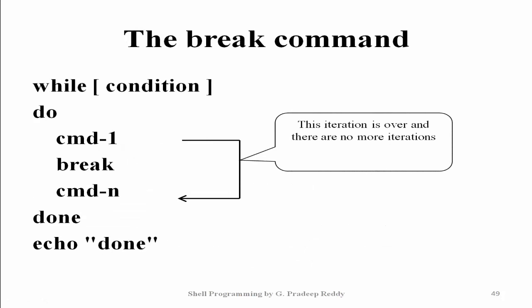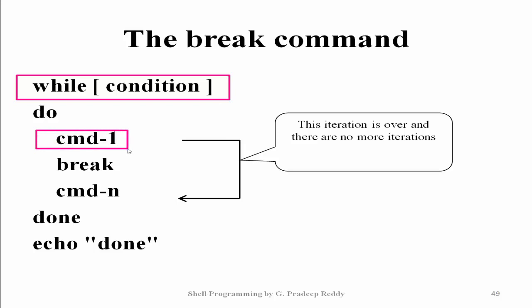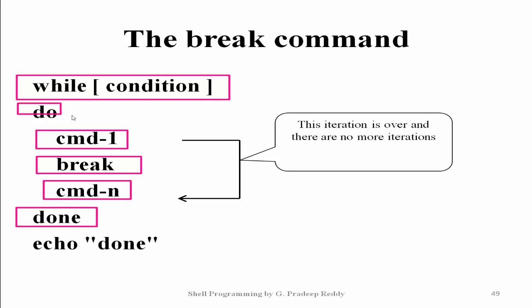Here you are having a break command where you can break a specific command and go to the command end. For example, while you specify the condition, it is going to execute command 1. Later on it is going to break, performing up to command n. Finally your do is ended with done, and it is going to print the value done. The iteration is over and there are no more iterations, then it is going to break.